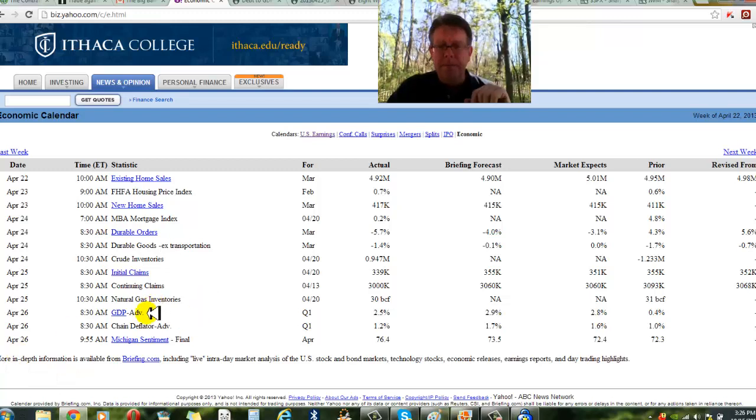GDP. Market expectation, 2.8% growth. Now remember, Q4 of 2012 came in negative initially. After all the revisions, it came in with a slight beat. This number here is subject to revision, and it missed. There'll be 3 or 4 more revisions of this number. It missed market expectation of 2.8% versus 2.5%.